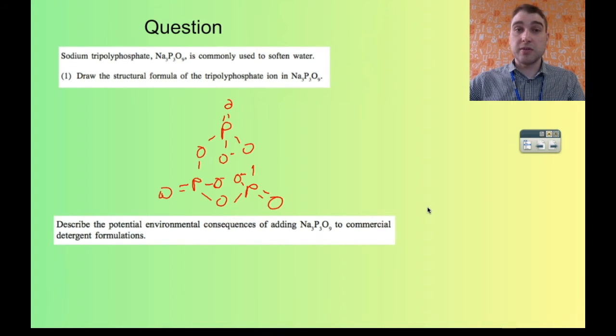Today on Flipping Science, we talked about scum, we talked about tripolyphosphates, and why they're used in detergent formulations and their environmental consequences of their use.